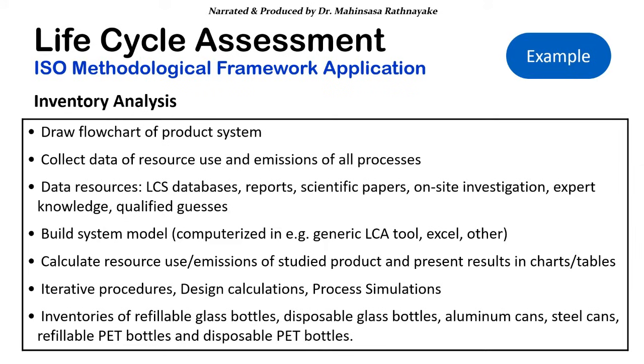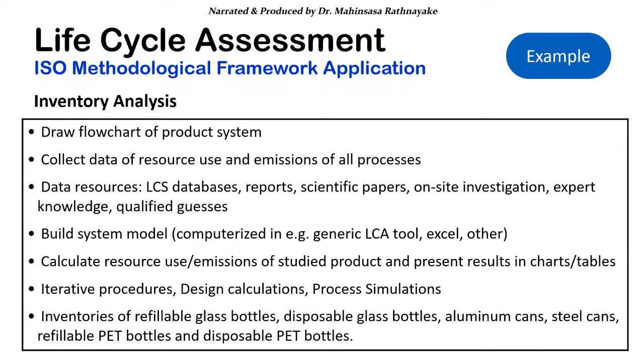As listed here, we can draw a mass flow diagram of the product system based on the system boundary definition. Then go for data collection methods for resources, raw material use, and emission data of the system boundary processes. Some of the data sources would be lifecycle databases, commercially available, and published literature like available reports, scientific papers, and research publications.